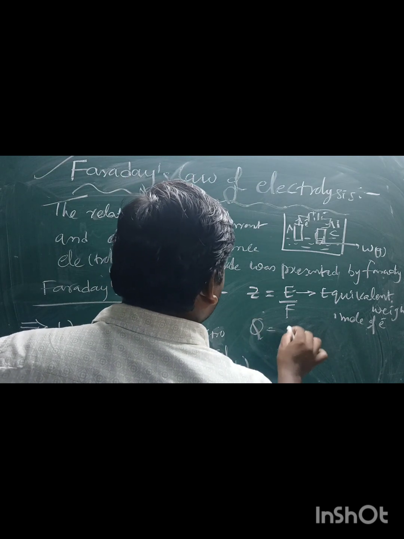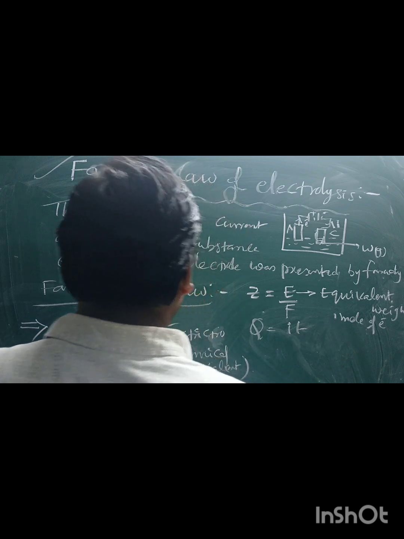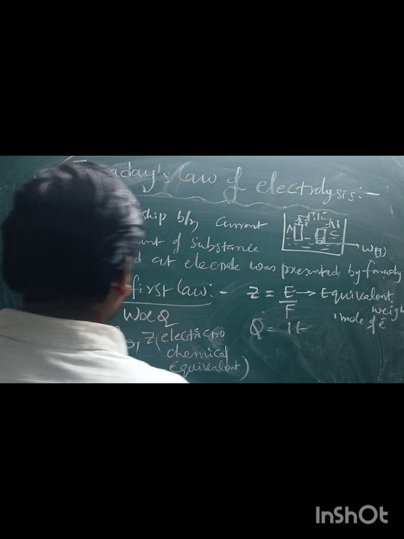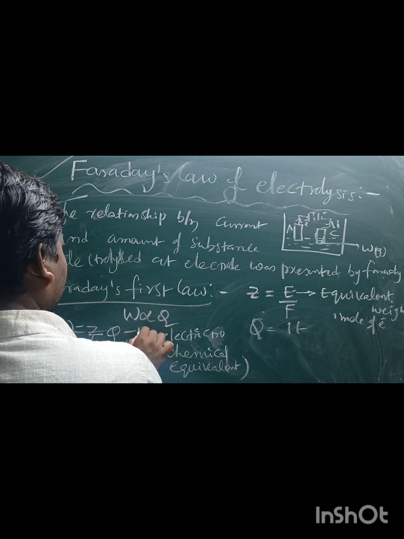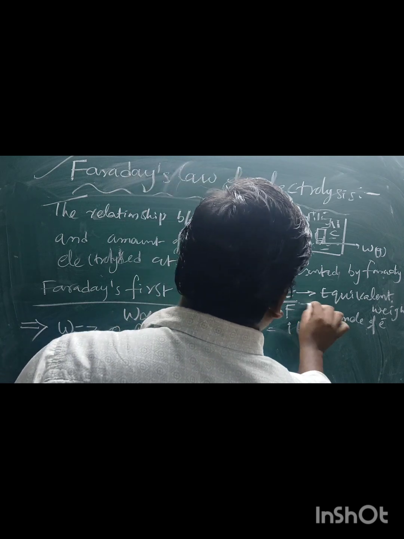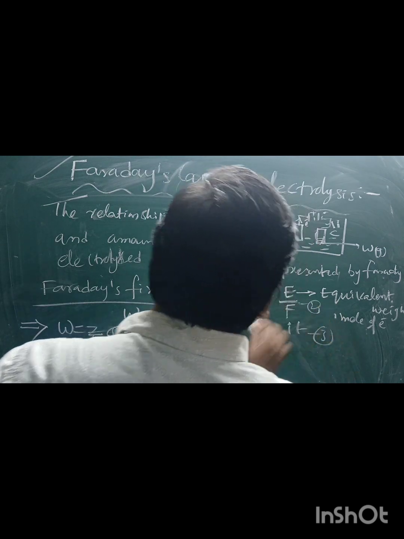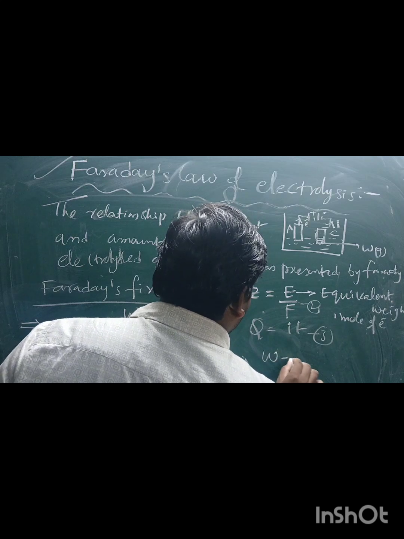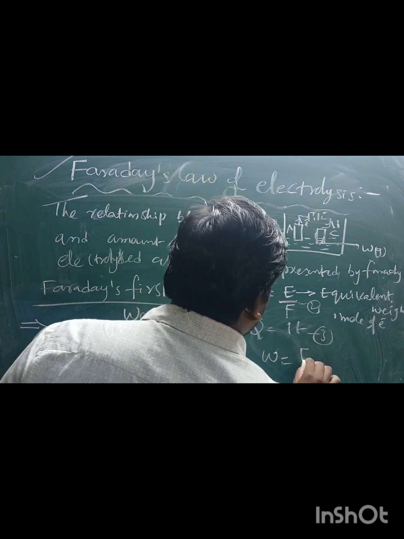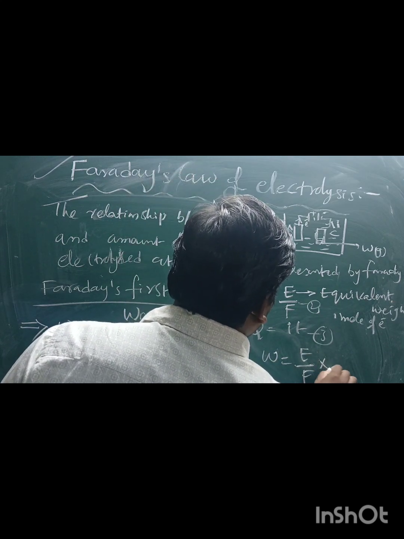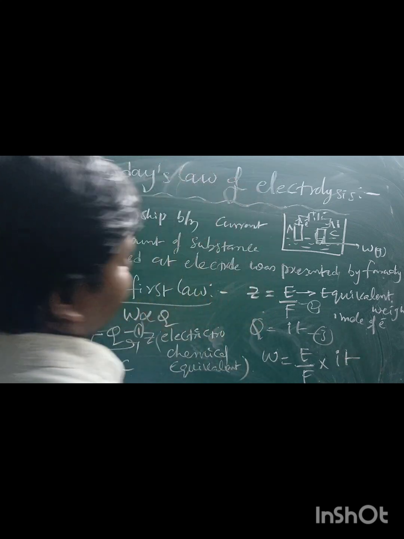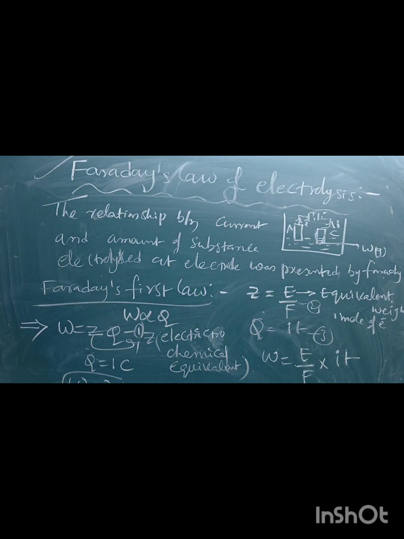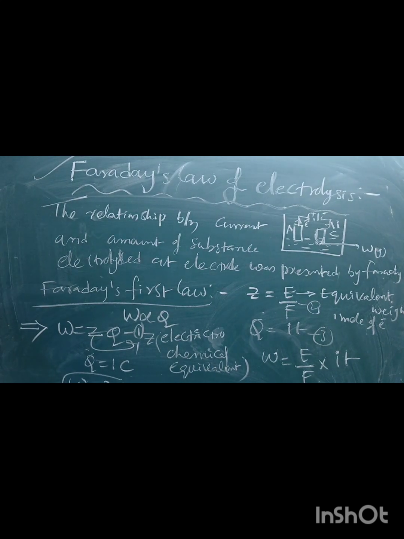Q is equal to IT is the formula. This is equation 1, this is equation 2, and equation 3. Replacing equations 2 and 3 in equation 1, W is equal to E by F into IT. I hope it is clear.